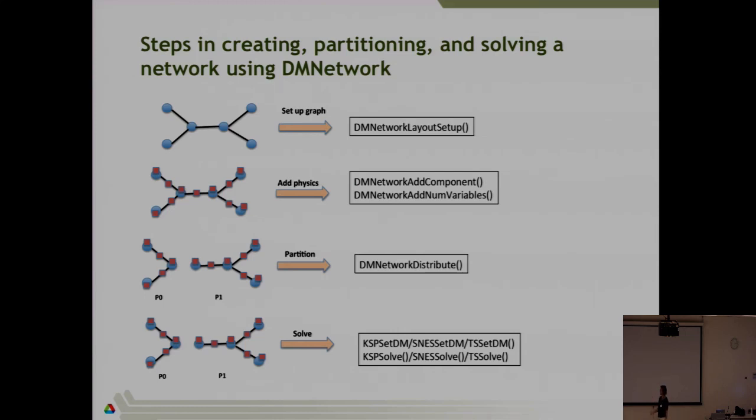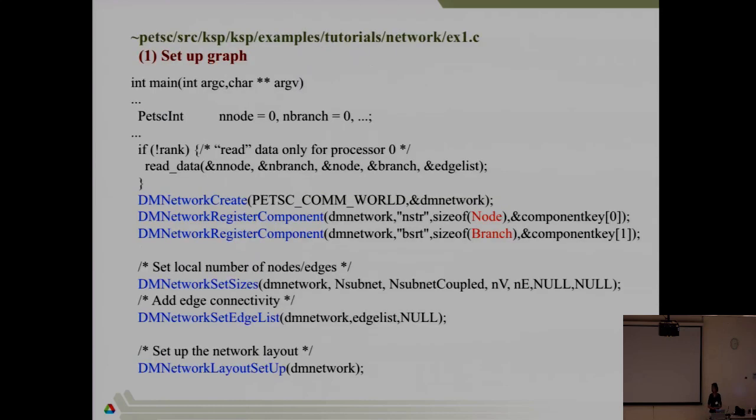The third step is partition, because we are going to simulate to run this in parallel machine. So the third step is how you do the partition over the multiple processors. We use external package like Prometheus or maybe Charcoal or something like that. Finally is solve. So it's a linear problem, it's a nonlinear problem, or time stepping method. So we use a PETSc parallel solver to do it. So those are the 4 steps using DMNetwork.